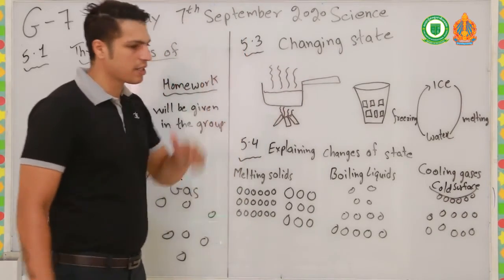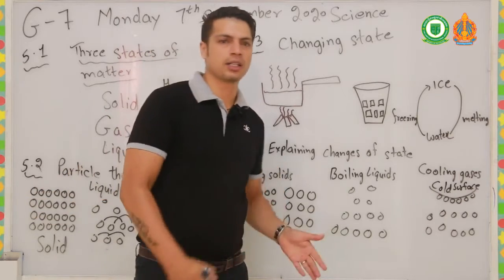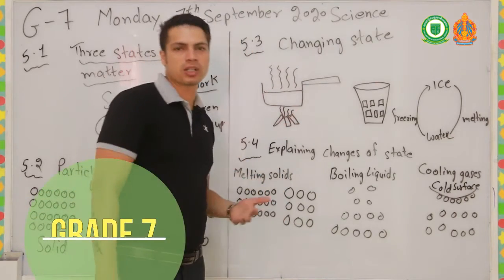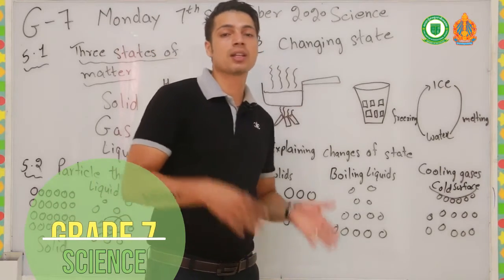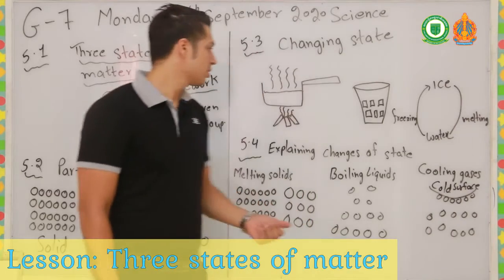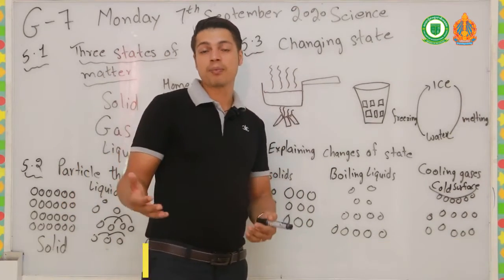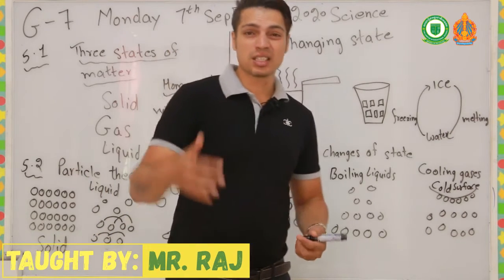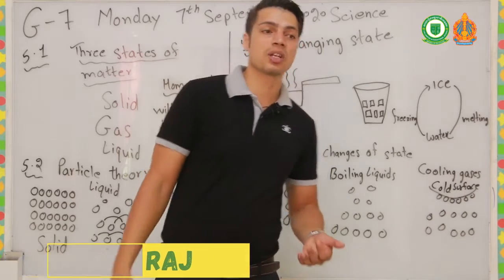Changing state means going from one state of matter to another. Like when you boil water, it's a liquid before you boil it. After boiling, it becomes a gas. You can see the steam. Steam is a gas. Again, when steam touches a cold surface, it becomes liquid. So that's how a change of state happens.